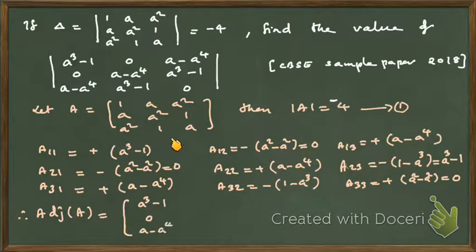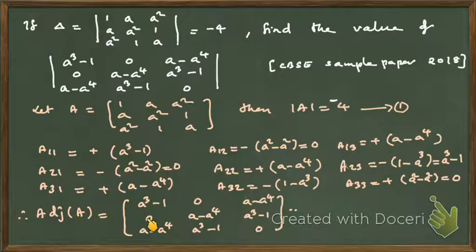What I need to do is read the first row and copy it as the first column. So a square minus 1, 0, and a minus a raised to 4. The first row you read and copy as the first column. Now read the second row and copy as the second column. So that is 0, a minus a raised to 4, a cubed minus 1. We copy as the second column. Now I'll read the third row and copy as the third column.